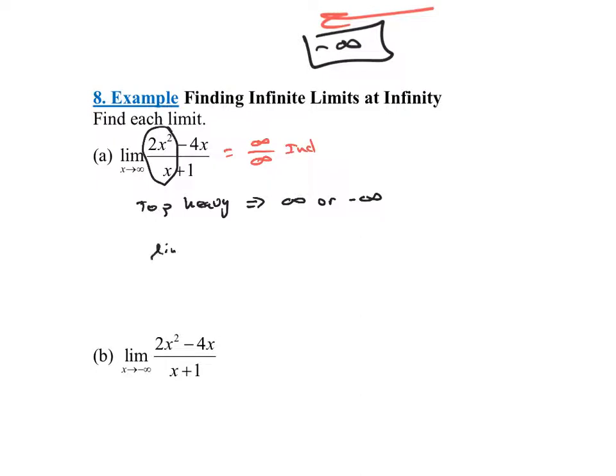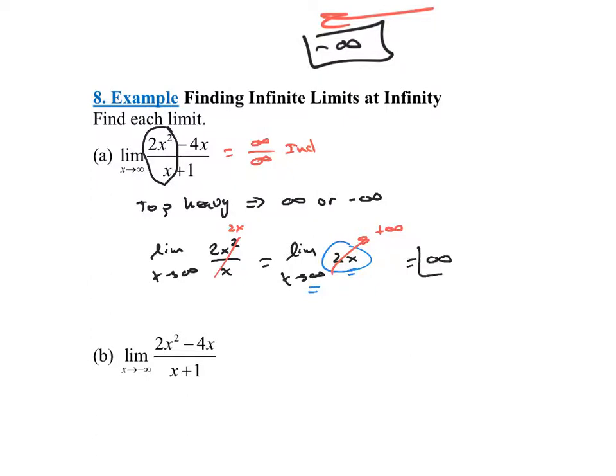So this is the same thing as the limit as x approaches infinity of 2x squared all over x. That simplifies to just 2x. So this is the same as the limit as x approaches infinity of 2x, and now let's think about it. I'm plugging in positive numbers, so the overall positive thing would approach positive infinity. So the answer would be positive infinity.